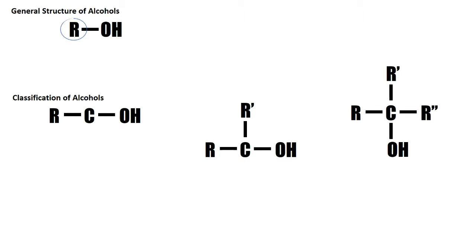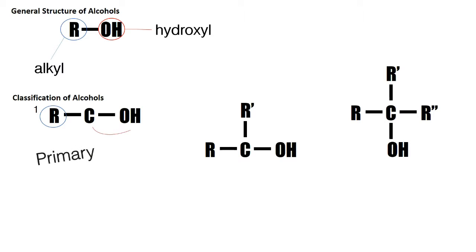Let's look at the classification of alcohol. Here I have the generic alcohol with the R representing the alkyl group and the OH representing the hydroxyl group. So if I have a carbon bonded to an OH, and that carbon is bonded to one other carbon in this alkyl group here, that is said to be a primary alcohol.